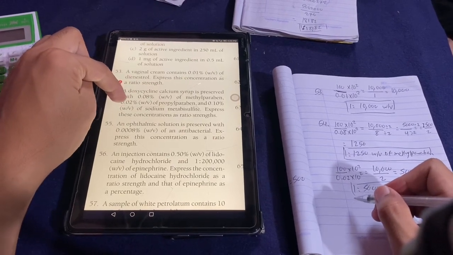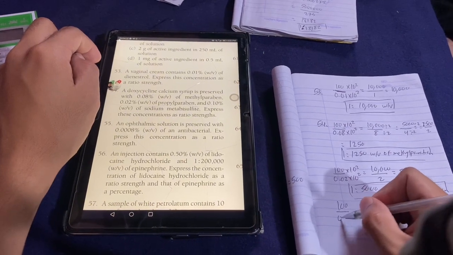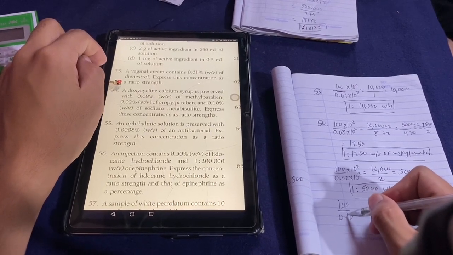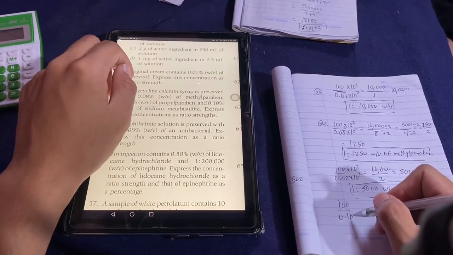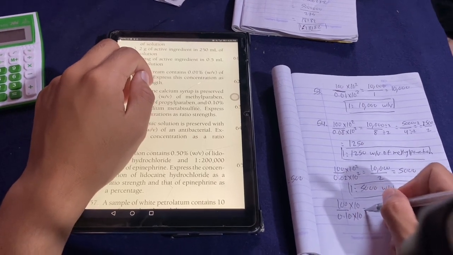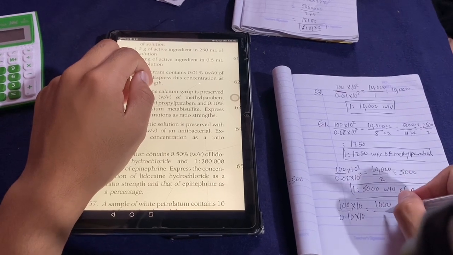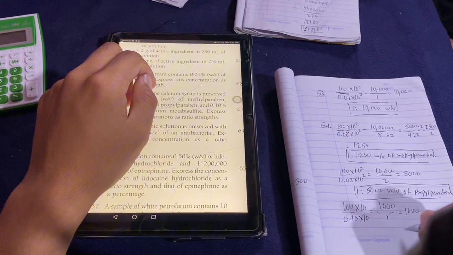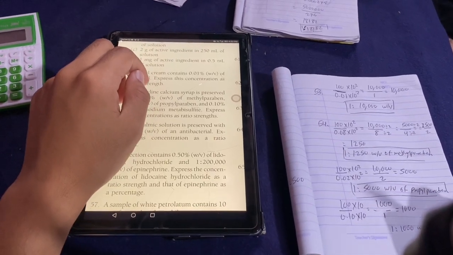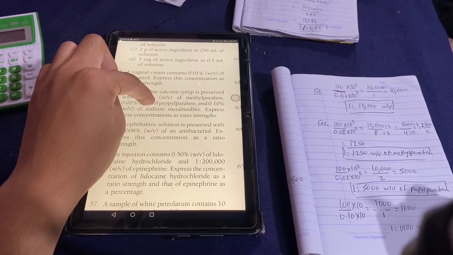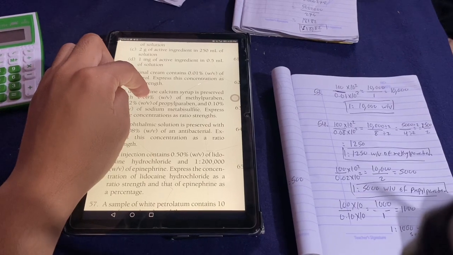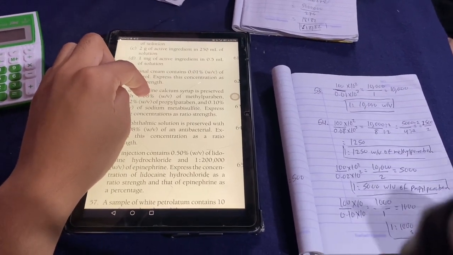Second answer, let's go to the next one, which is 0.10. So 100 over 0.10. I want to move the decimal here. How many numbers are there? Only 1. The 0 is not counted because it has no value. So I multiply by 10, or 10 to the power of 1. So what I get is 1,000 over 1, which is 1,000. So the ratio strength is 1 is to 1,000 weight over volume of sodium metabisulfite.